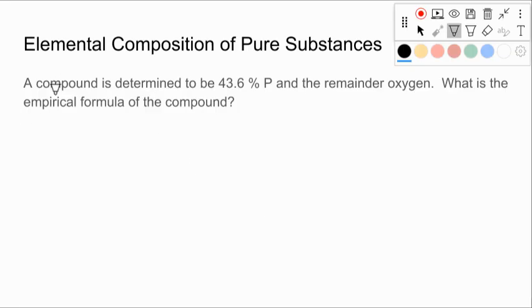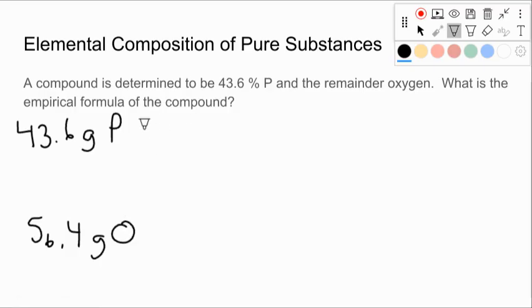So my first thing that I'm given is the 43.6 percent, where we can immediately change that to grams of phosphorus. The remainder is oxygen, which means out of 100%, so 100 minus 43.6 gives me 56.4. That's grams of O.